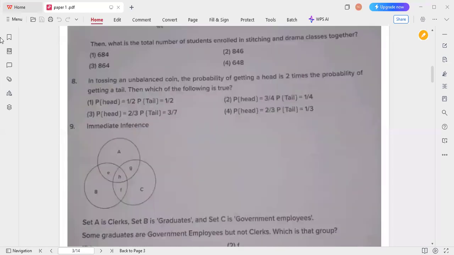So next one. In tossing an unbalanced coin, the probability of getting a head is 2 times the probability of getting a tail. Which of the following is true? This question is based on probability. Here P(head) = 2/3 and P(tail) = 1/3, because when tossing an unbalanced coin, the probability of getting head is 2 times the probability of getting tail. So that's why the fourth option is correct.